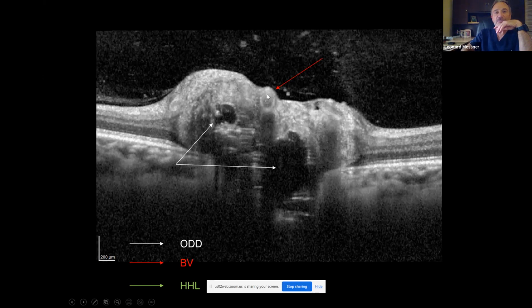Here you can see a surface retinal blood vessel, as evidenced by the red arrow. And then below this aggregate of drusen, you can see several hyperreflective horizontal lines.